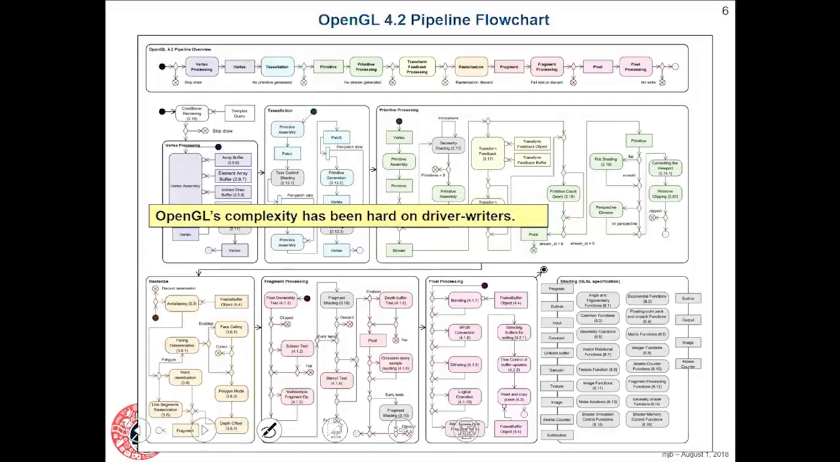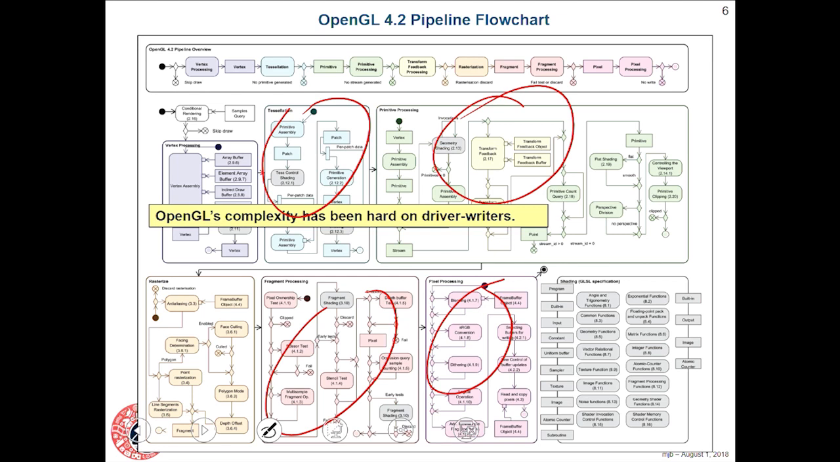This is a diagram of the OpenGL 4.2 pipeline. And if you've used OpenGL, you know that there are a ton of options, right? You can turn textures on and off and make them do this and make them do that and check for this and check for that. And that's what all of these little switchy things in here are. And OpenGL has to do that whether you're doing it or not, whether you're using that feature or not.